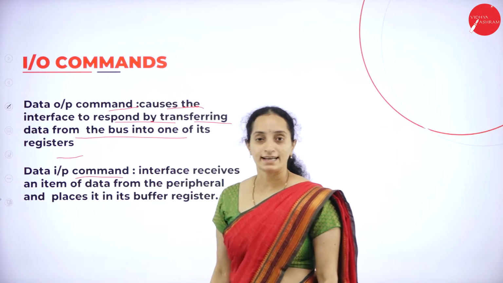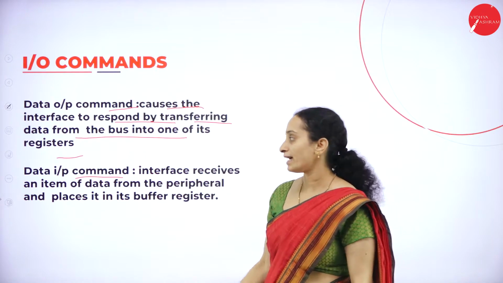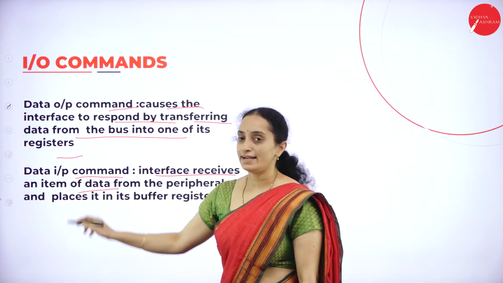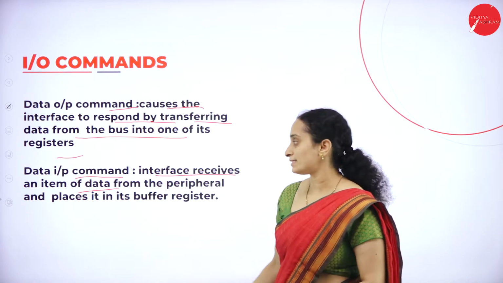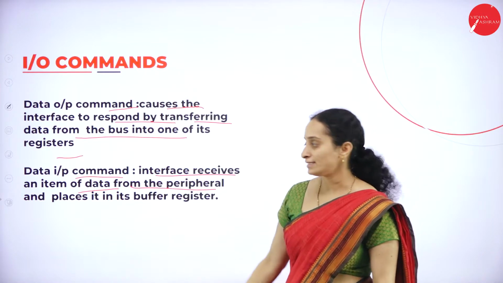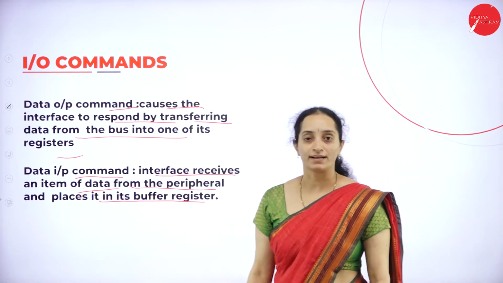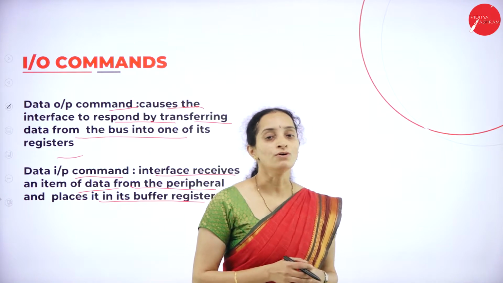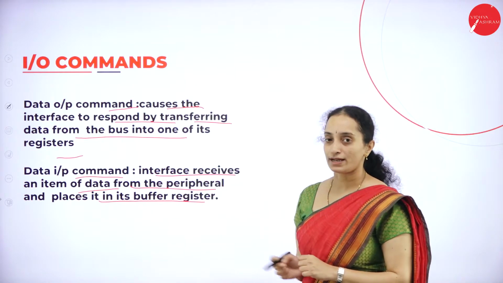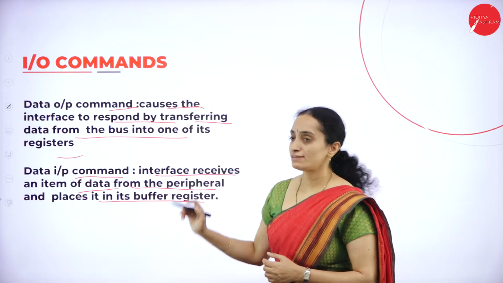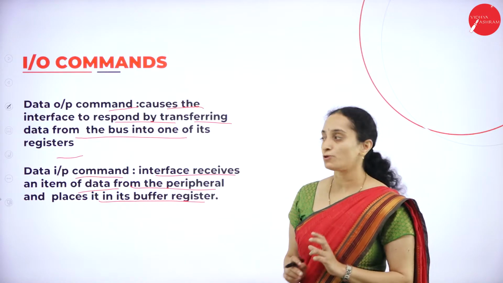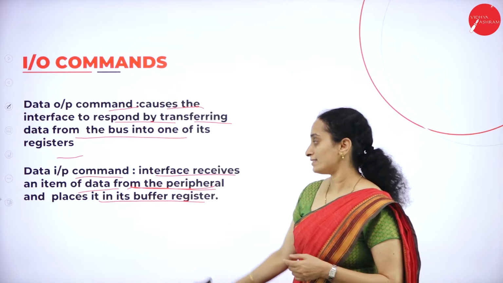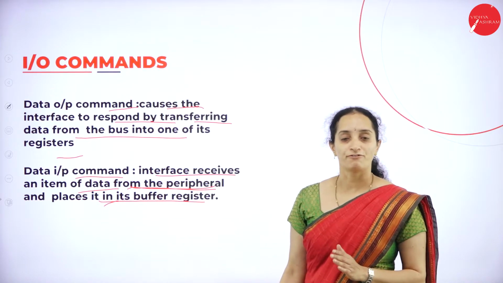Then we have the data input command. What will the data input command do? The interface receives an item of data from the peripheral device and places it in its buffer register. Buffer is all about accepting the data, the buffer register. So, when a data input command is executed, the interface receives the item to be accepted from the peripheral device, normally the input device, and places it in the buffer register.